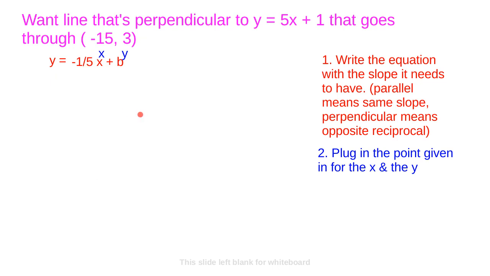So when we plug that in, we would get 3 equals negative 1/5 multiplied by negative 15 plus b. Okay, so do you see how all I did was, instead of the x, I put negative 15, and instead of the y, I put 3. Didn't do any fancy calculating stuff. The rest of it is going to be simplify and then solve for b.